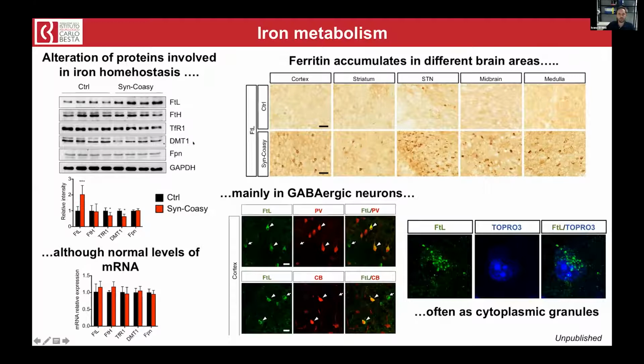Other proteins that are altered in the brain of knockout animals are the transferrin receptor 1 and the DMT1 protein. Both are involved in the iron uptake, and we found a slight but significant reduction of both these proteins. And the RNA expression of these proteins is normal, so as expected, this alteration occurs post-transcriptionally.